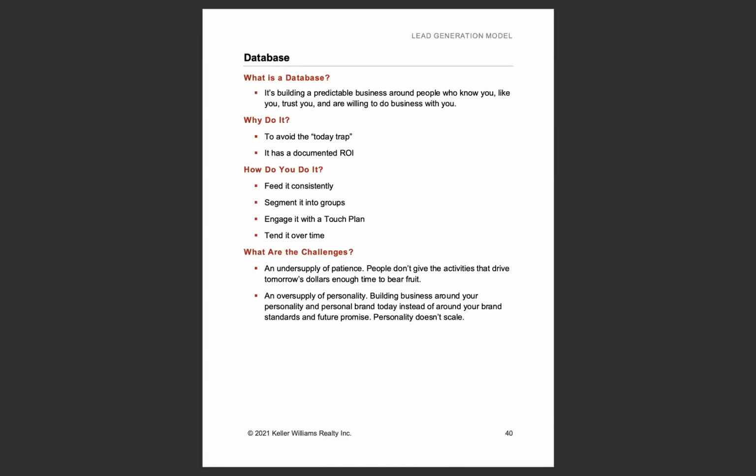So feed it consistently. Add to it, constantly be adding to your database. Go run a Facebook ad, go sit in an open house, go door knock. Just don't go door knock, collect a whole bunch of names on a sheet of paper and then just throw that on your desk. Put it into an electronic system that you can track moving forward. That way you have contact information, you can follow up with them. Segment it into groups. My goodness, I cannot stress the importance of this one the most. If I can personally say that this is the most important one, I'd put my stamp on it.